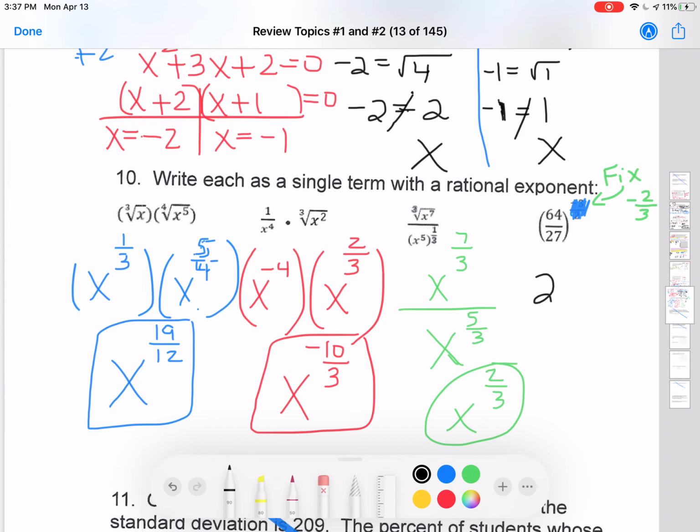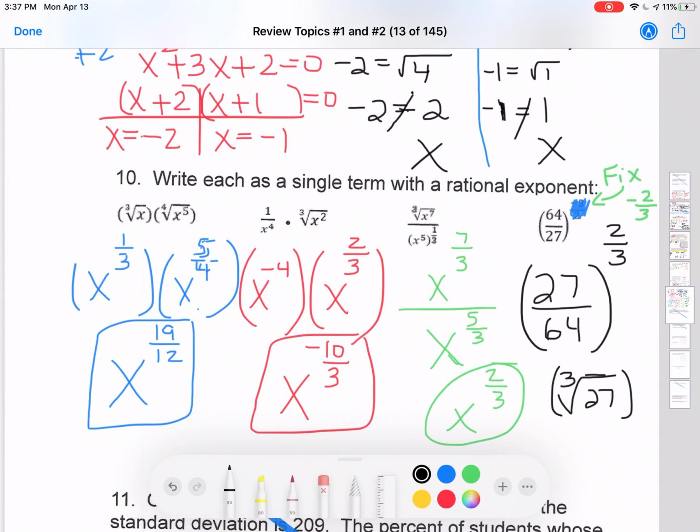It's reciprocal to the positive. So everybody's going to get that 2/3 power, which essentially means now you're doing thumb again, just the other way. So the cubed root of 27 squared over, can you guys hear that wind? It's crazy. The cubed root of 64 squared. Okay, let me make a little more room.